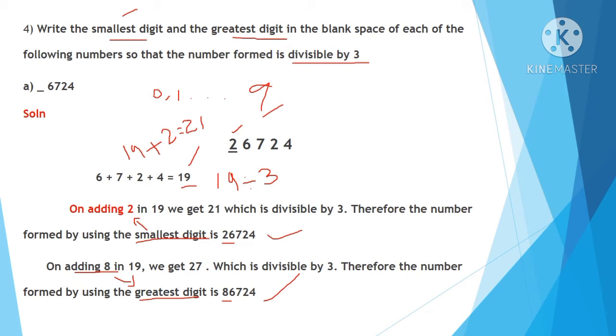The next problem is: write the smallest digit and the greatest digit in the blank space. In the question we want to fill the smallest digit and greatest digit in the blank space of each of the following numbers, so that the number formed is divisible by 3. So one number is given and there will be blank spaces. You want to fill the smallest digit and the greatest digit.